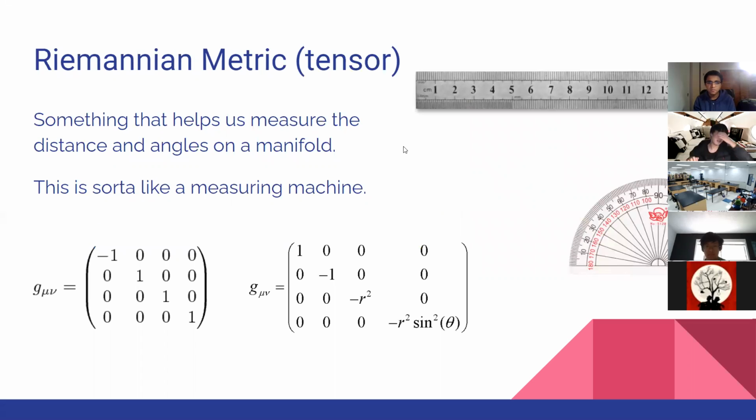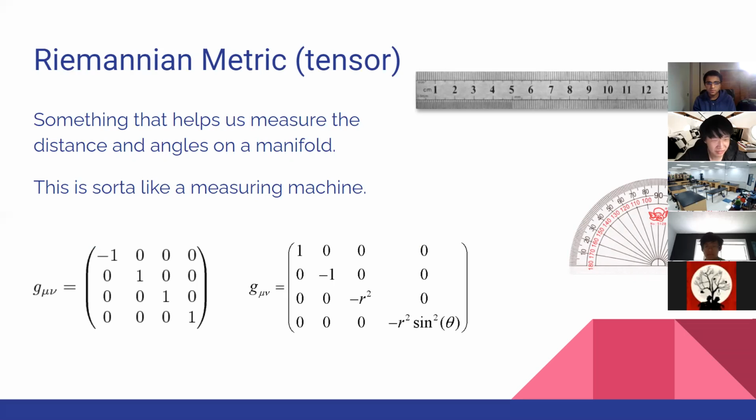So let's talk about the Riemannian metric. We have rulers and protractors to measure distance, length, or angles, right? But on a curved manifold, you have to use something called the metric tensor. We talked about this in the past two sessions. The metric tensor measures how curved the manifold is. There are two examples of metric tensors here.